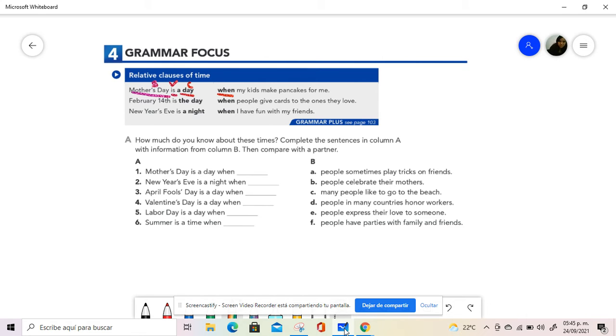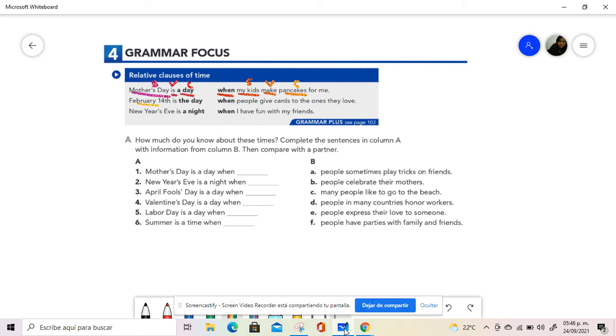Then I have this word that joins two sentences. I have over here once again my kids, subject, make, verb, and pancakes for me, complement. As you see, we have two sentences. So the full sentence is a clause joined by when, in this case relating to time.